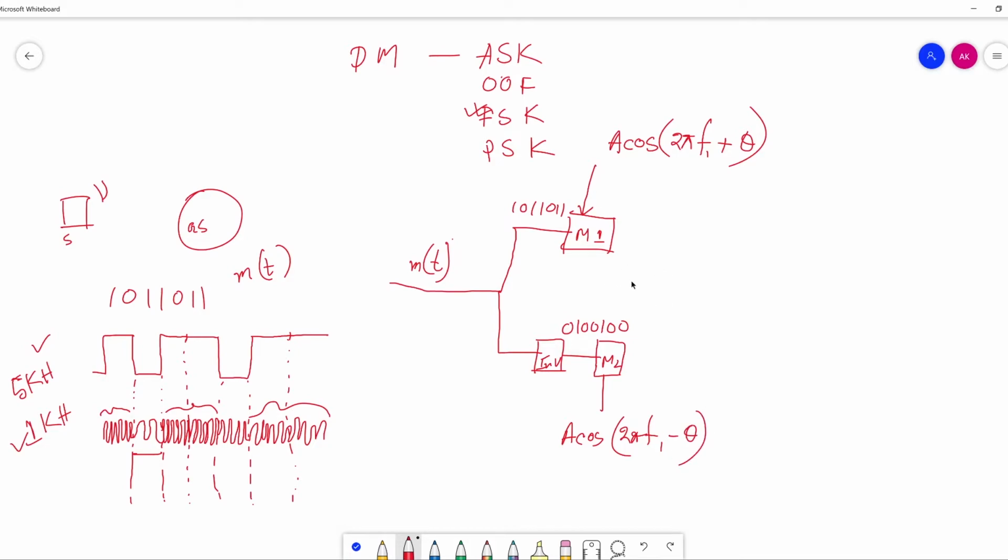Now after this we have to combine these two signals. So we have to add these two signals, and this will be our modulated signal. So what is happening here, actually, is that after this point we are getting this kind of signal.